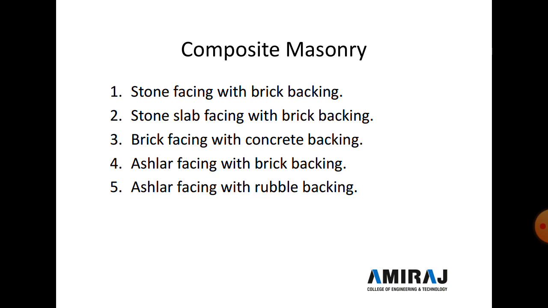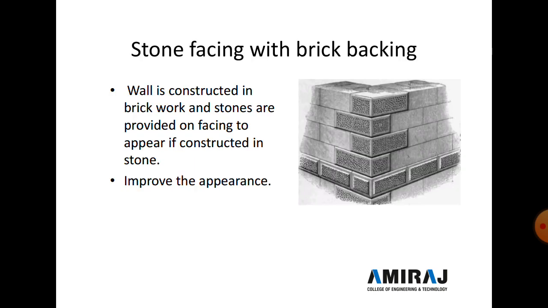So what is stone facing with brick backing? See this figure. In this type of composite masonry, the wall is constructed in brickwork and stone is provided on the face for appearance. It improves the appearance of the structure at a lesser cost. The name indicates stone face and brick back. So what is stone face?